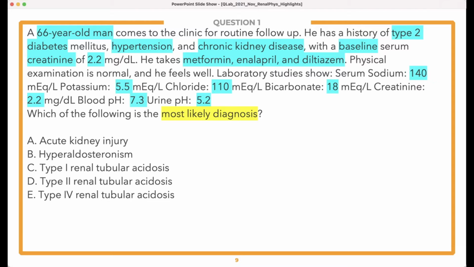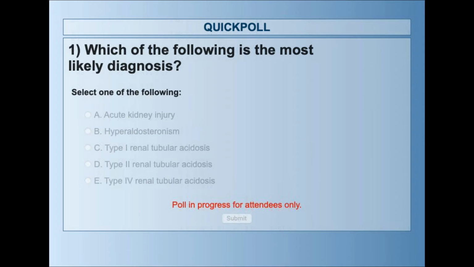So we're going to go ahead and open up that poll. Go ahead and select the answer choice you think is the correct answer here, the most likely diagnosis, and we'll talk about it in just a few seconds. Excellent. Thank you, Paris. So the poll has been launched. Go ahead and make your selection.